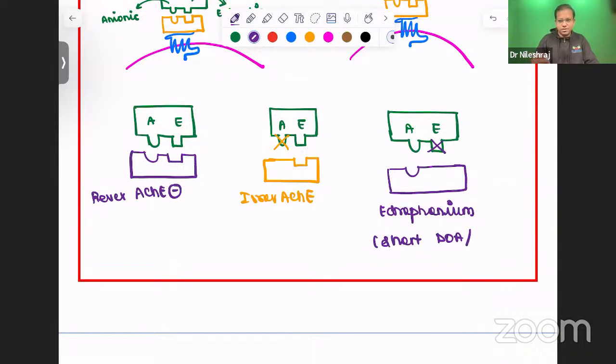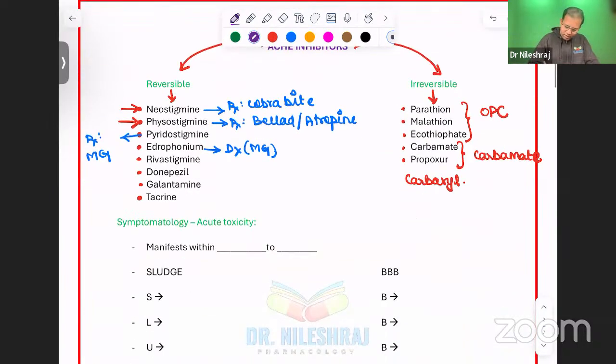Because of this mechanism, it can be easily removed on a frequent basis, and also it can be excreted out quickly. Because edrophonium binds only with the anionic site, point number 1, and point number 2, because it is highly excreted via the kidneys, the action is very short-living. That's why we use edrophonium for the diagnosis of myasthenia gravis.